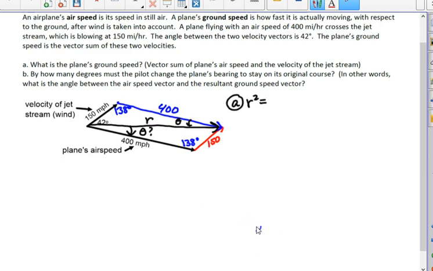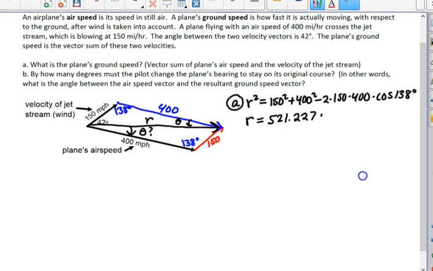So r squared is equal to 150 squared plus 400 squared minus 2 times 150 times 400 times cosine of 138. And just to recall, remember 138 is the angle opposite side r, so that's why I know that r goes over here. Putting that in the calculator and solving for r, I end up with r is equal to 521.227 miles per hour. Then for part B, I could do either law of sines or law of cosines because I know all three sides now.